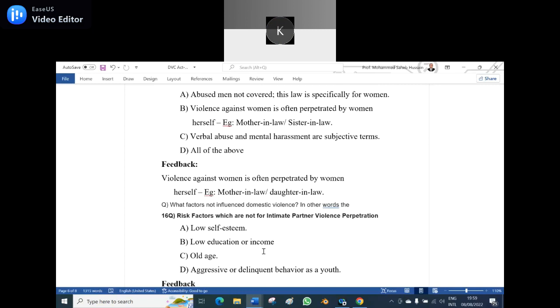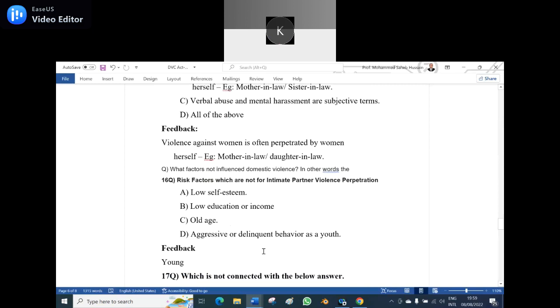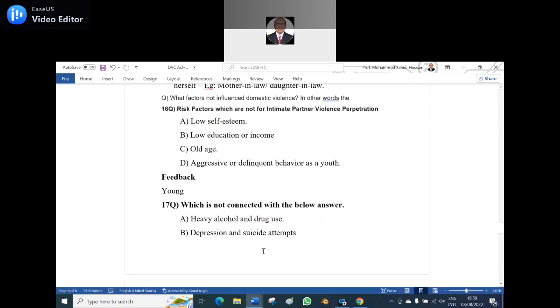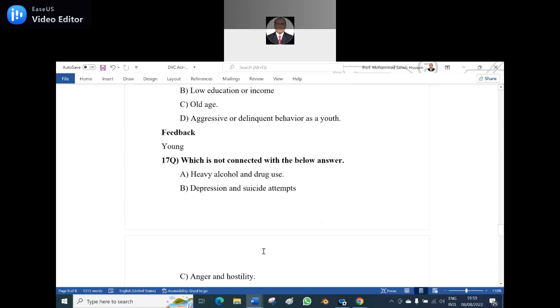Which factor is not a risk factor for intimate partner violence? I said not. Option B? No, I think education. Option C is the right answer. Old age is not there, but young age is there. Generally, in old age, the risk factor is very less. We don't compromise because at that time we have grandsons and granddaughters. We keep quiet and we don't make any violence.